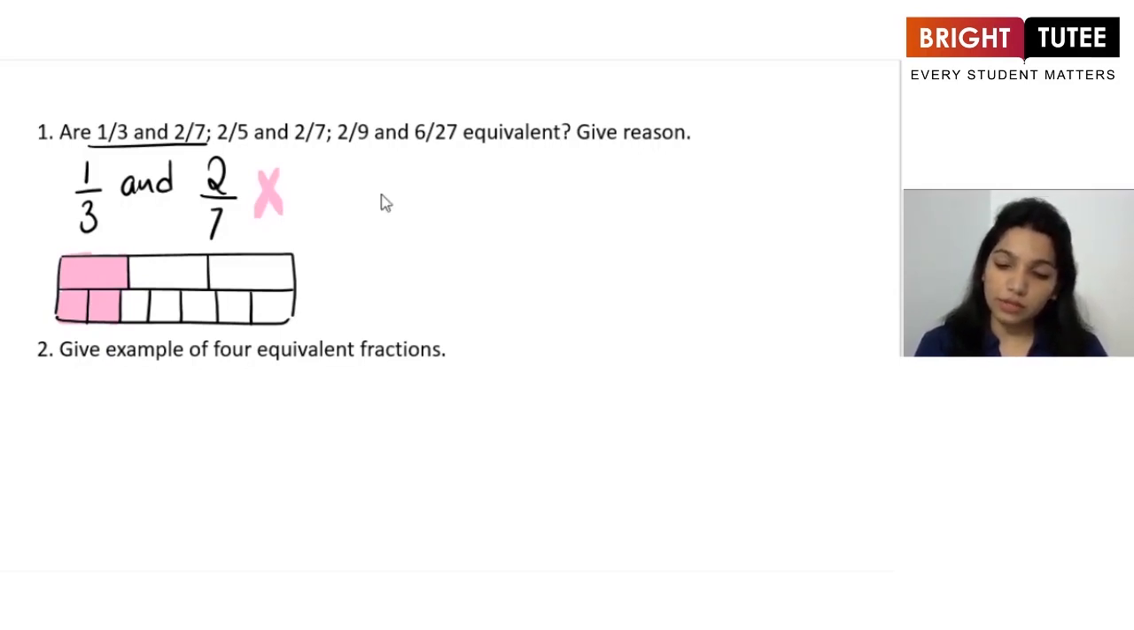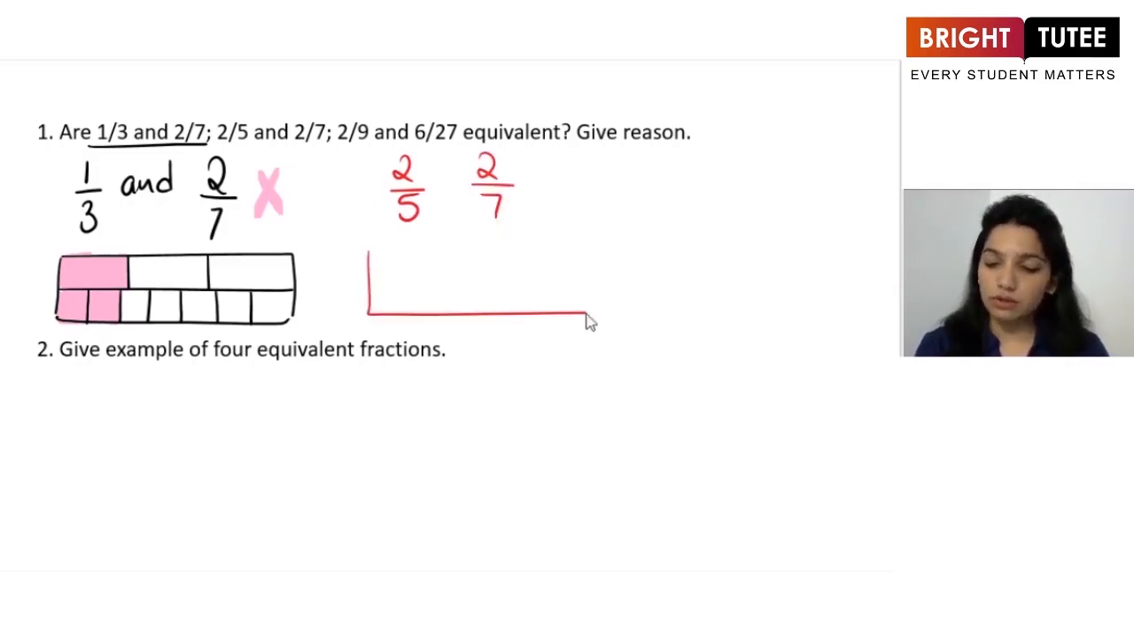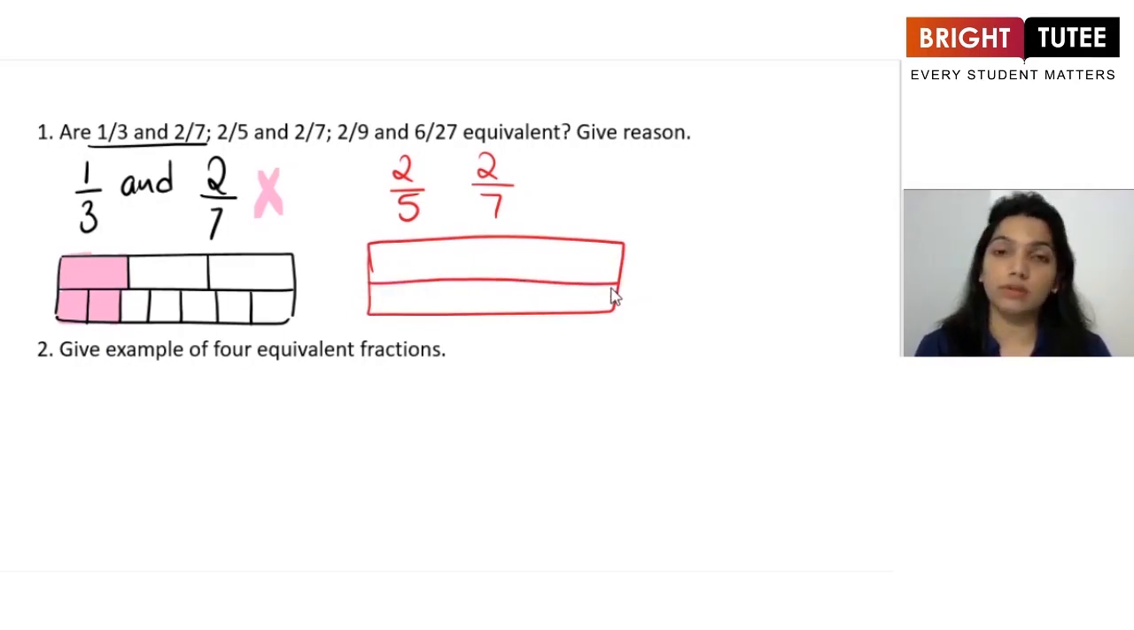Moving to the next one: 2 over 5 and 2 over 7. Think about this clearly. Here again we'll draw a box. I'm again mentioning this is a rough diagram. When you do it, make sure that you measure these blocks very carefully, because only then can you land on the correct answer. So if I draw 1, 2, 3, 4 and 5, and I draw 1, 2, 3, 4, 5, 6 and 7 boxes, what do I notice?